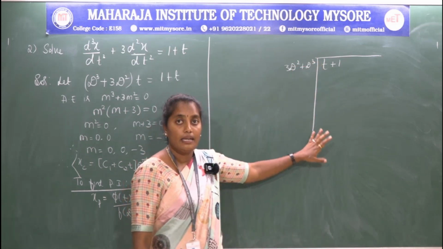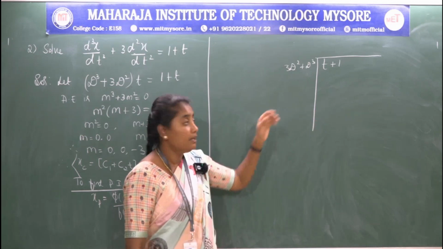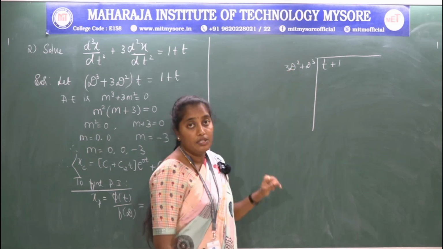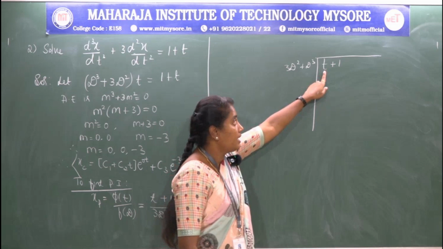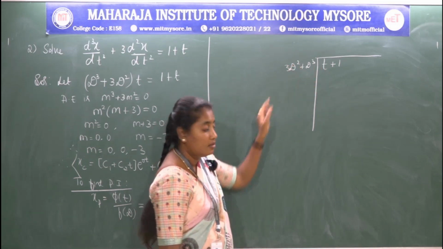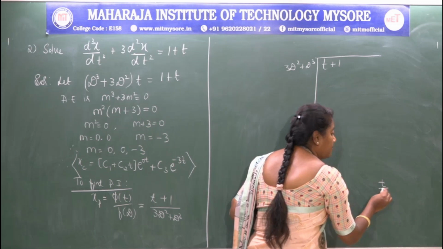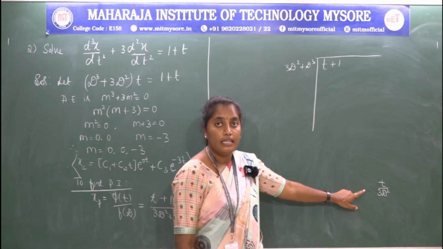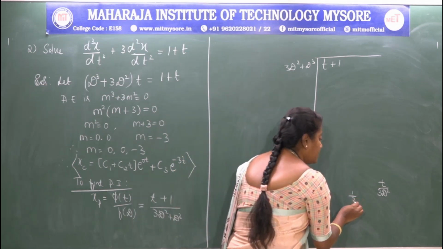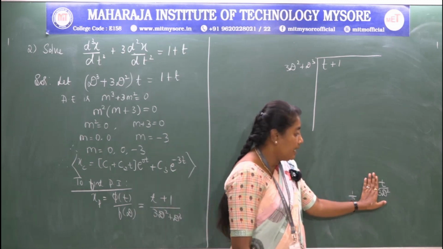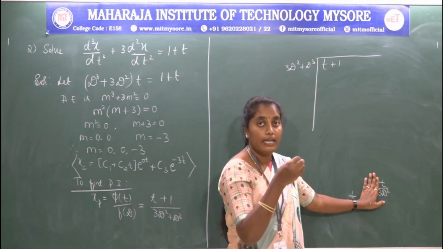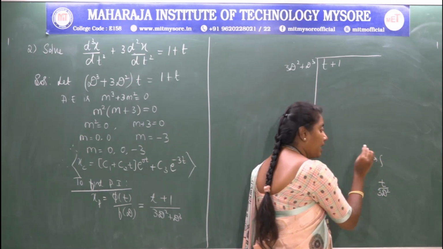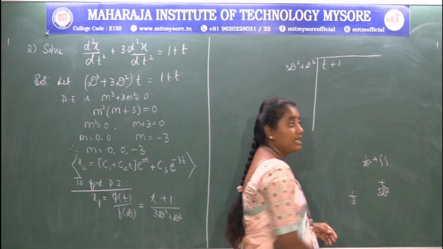Till a 0 remainder, we have to divide the equation here. T plus 1 we have and 3d square plus d cube we have here. To get the first quotient, we have to divide the first element by the first element. So what we get? T divided by 3d square. Here 1 by 3 is the constant term. 1 by d is nothing but integration. If we have 1 by d square, we have to integrate twice.